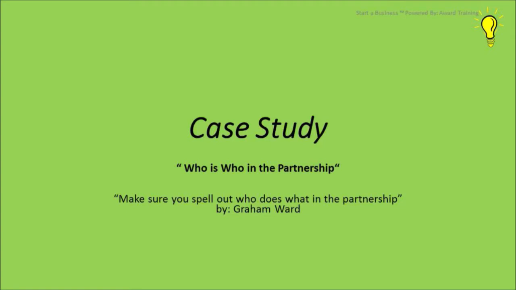Okay, a case study for you. It's called Who is Who in the Partnership. And you need to make sure and spell out who does what during a partnership. Now, a business is a bit like a marriage. Imagine the following. You get married. Now, you decide that you're going to be mowing the lawn on a Saturday and that perhaps your wife is going to be doing the dishes at night. Now, that's a partnership agreement. But what would happen if, for example, you got a garden service and you didn't have to mow the lawn any longer? Well, theoretically, your function is still being performed.